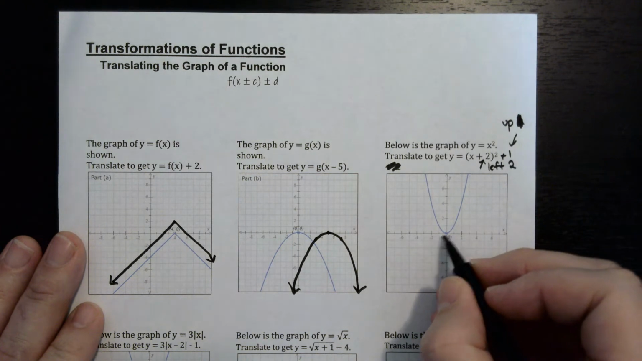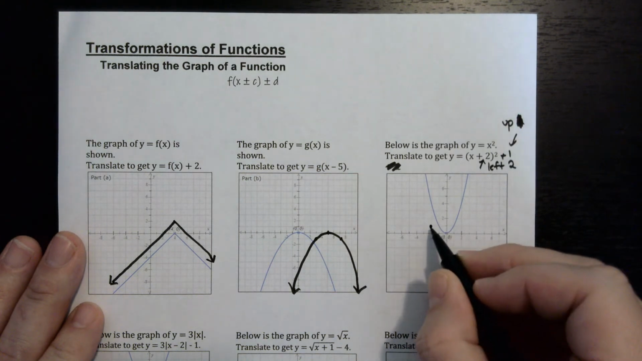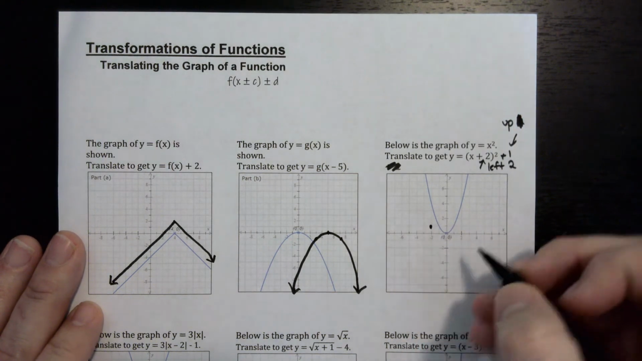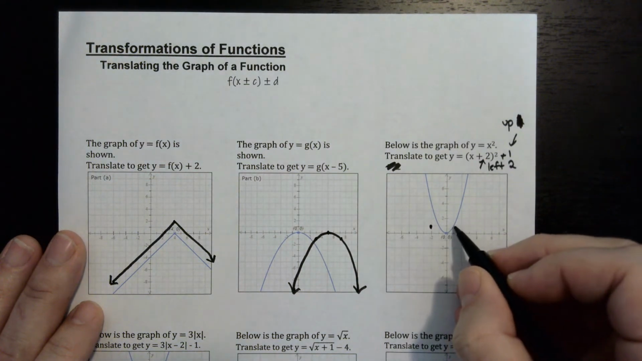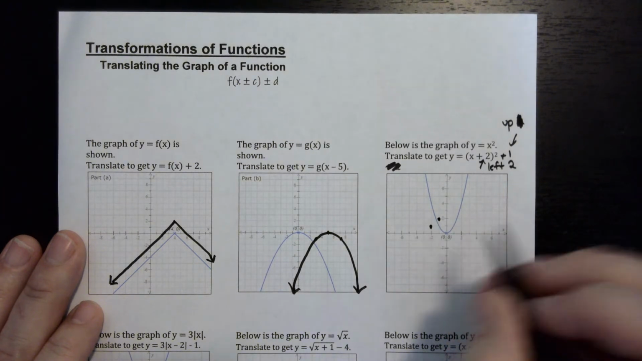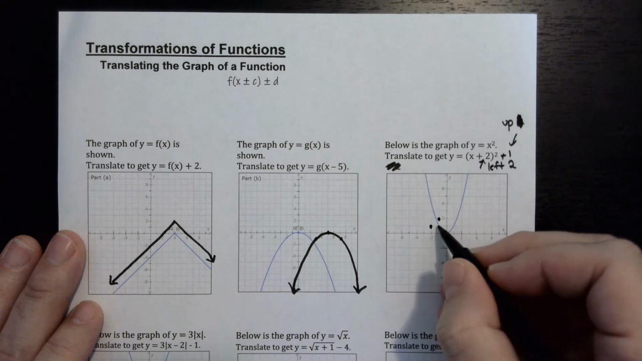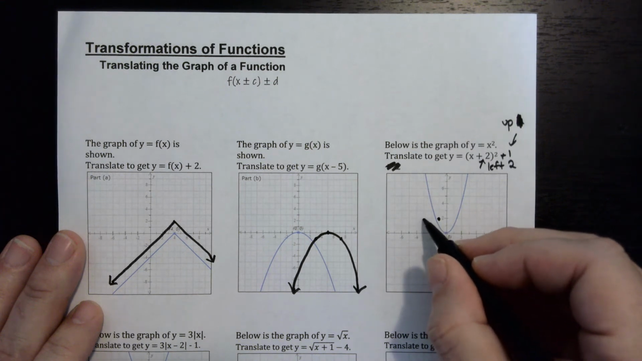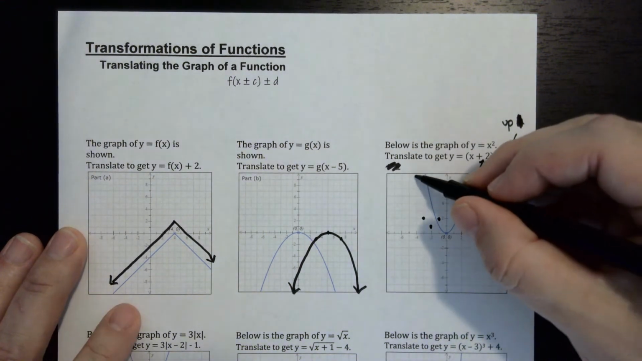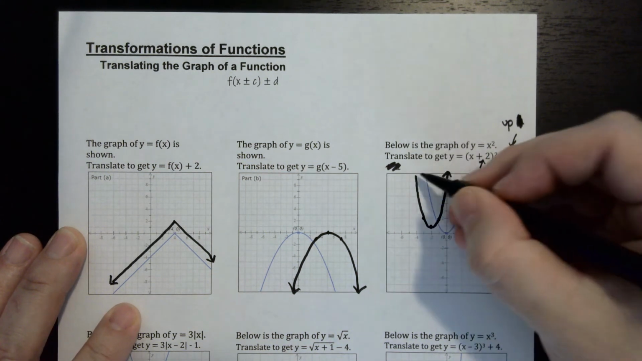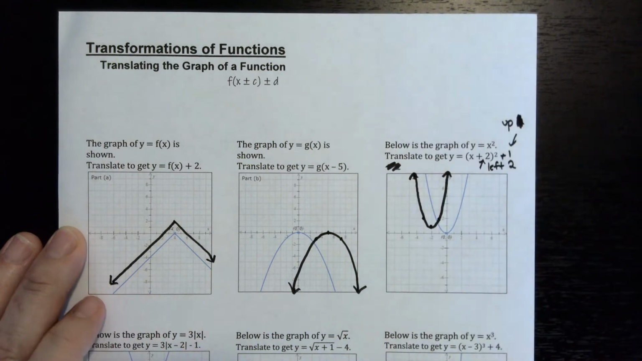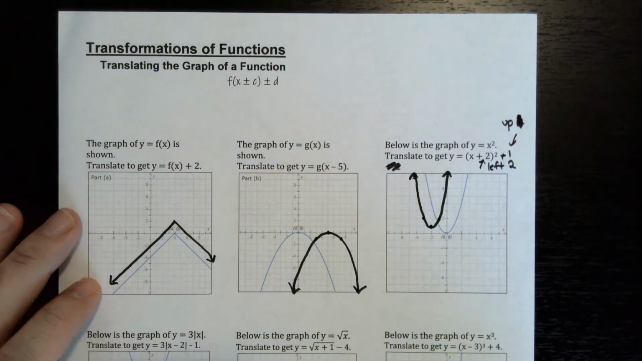So let's take this point, left 2, up 1. There's my new center, my new vertex of this y is equal to x squared quadratic. Okay, looks like there's a point here at 1, 1. So if I move it left 2 and up 1, it goes here. Here's a point at negative 1, 1. So left 2, up 1. Okay, and then we have our parabola. So it's been shifted left 2 and up 1.